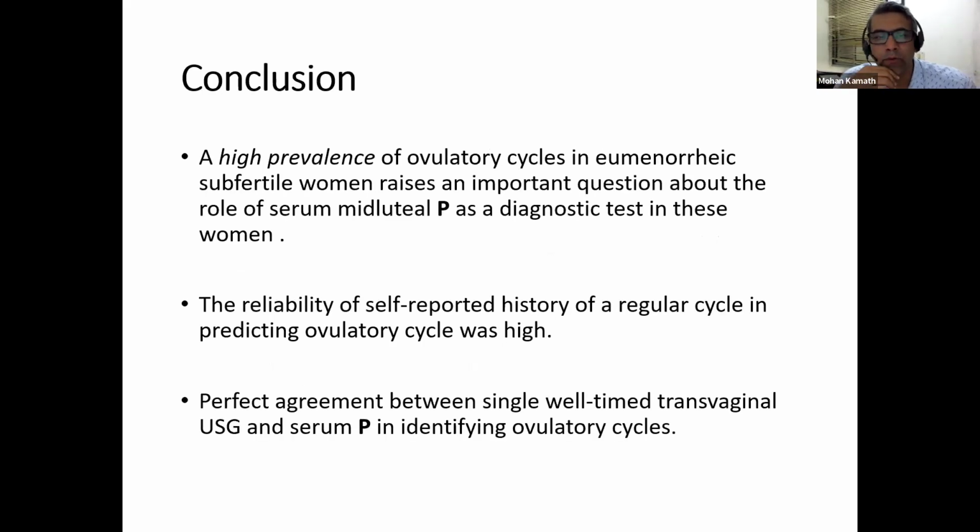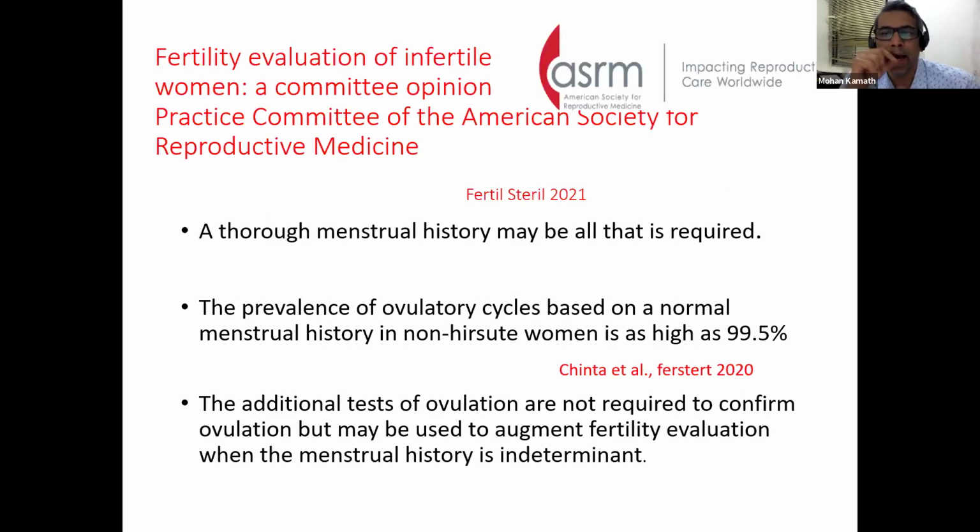And what we concluded was it's a very high prevalence of ovulatory cycles in eumenorrheic women. You could just rely on the history, really. No need to go to any more testing. And there's perfect agreement between a well-timed ultrasound versus a mid-luteal progesterone. And this study was quoted in the Female Evaluation of Infertile Women Practice Committee guidelines to reinforce the point that we don't really need to do tests of ovulation.